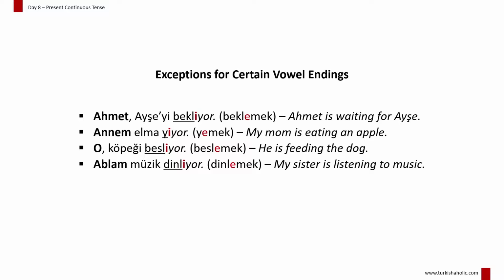The reason we changed the e to an i in dinle, besle, ye, bekle is because it's an unrounded front vowel like the e sound. It makes the pronunciation easier and fluent when we change it. Let's look at other variations of vowel replacement for continuous tense. The below example is of a rounded back vowel. The e is replaced by ü, as they are both rounded vowels.